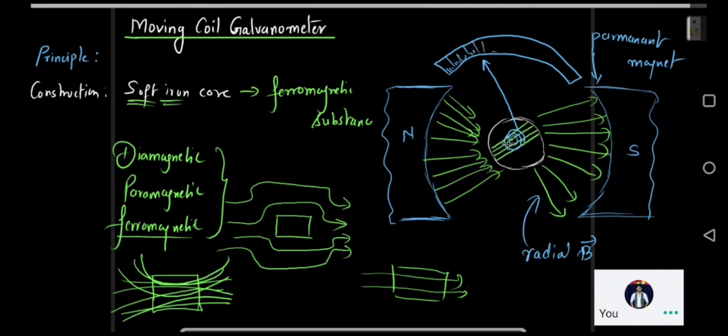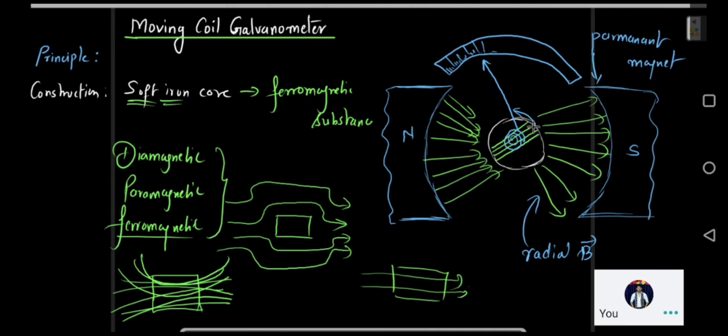Okay, so basically what is going to happen is, as the current flows through this coil, there will be torque acting on the coil, because this will become a current carrying coil, and a current carrying coil placed in a uniform magnetic field is going to experience a force, a torque, and the torque will tend to rotate this coil. And as this coil rotates, it is going to rotate on this core. It will be freely bound. So it is going to rotate in this coil.